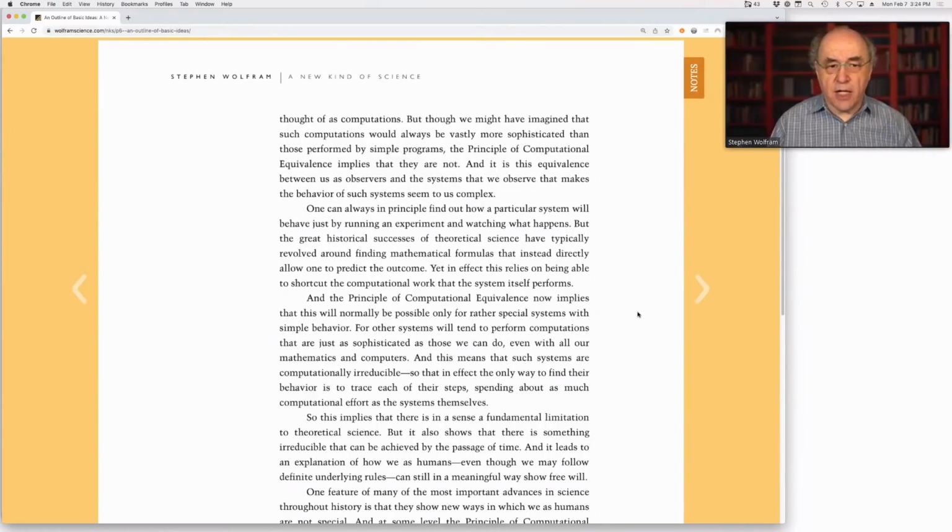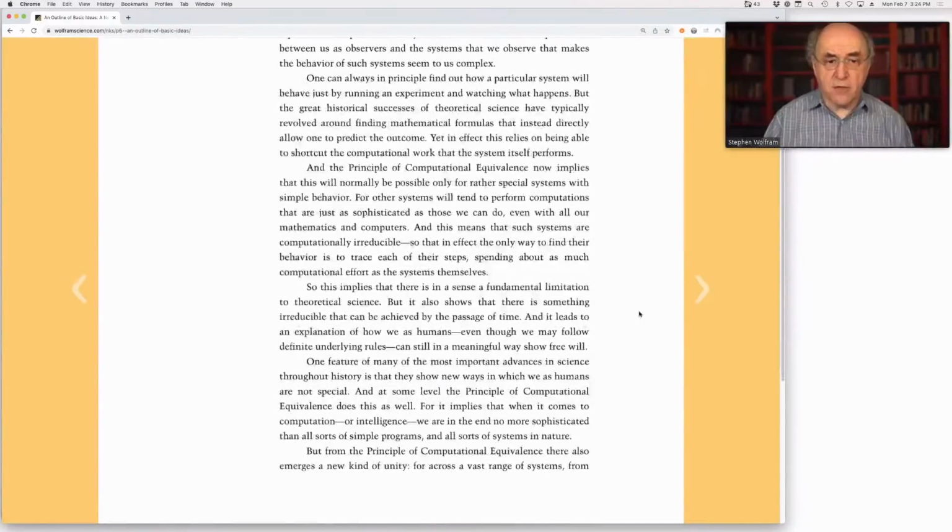Yet, in effect, this relies on being able to shortcut the computational work that the system itself performs. And the principle of computational equivalence now implies that this will normally be possible only for rather special systems with simple behavior. For other systems will tend to perform computations that are just as sophisticated as those we can do, even with all of our mathematics and computers. And this means that such systems are computationally irreducible, so that in effect, the only way to find their behavior is to trace each of their steps, spending about as much computational effort as the systems themselves.